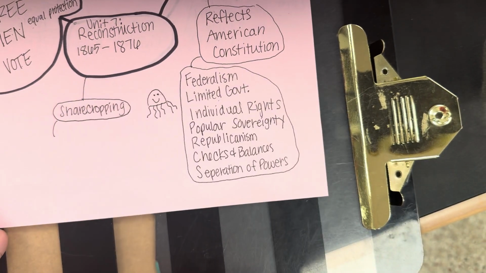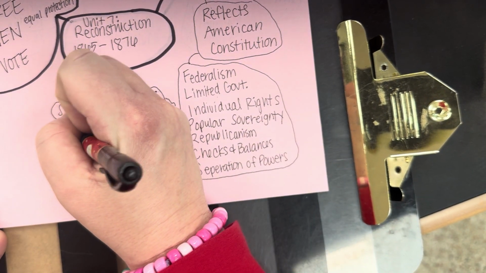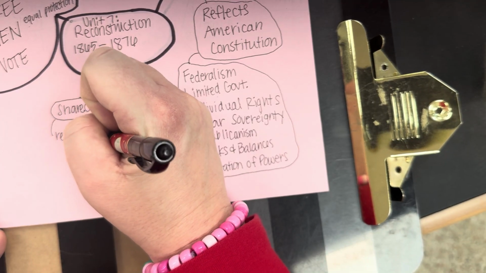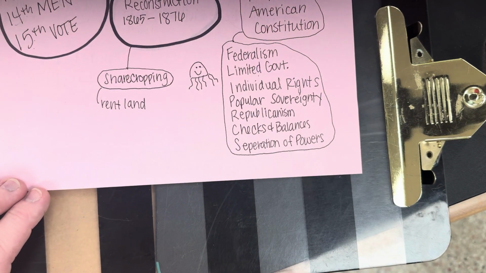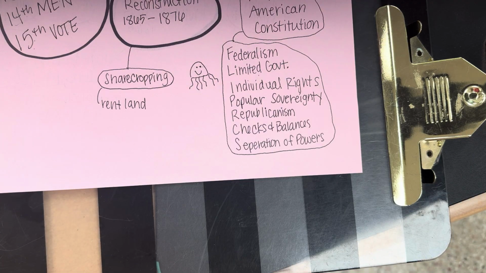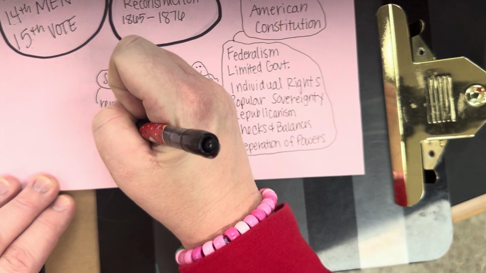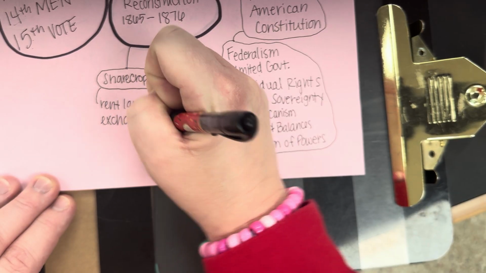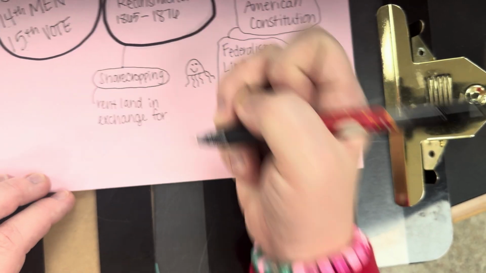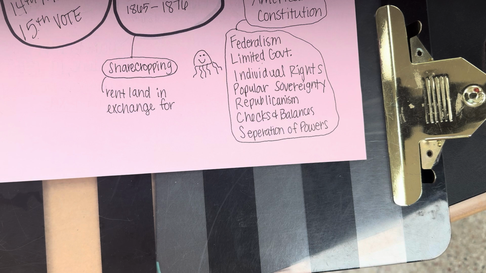Sharecropping is when you rent land from a landowner and you use their land to plant crops in exchange for a portion of your harvest. So you may or may not make money off of the crops that you grew because you owe some of those crops to the landowner.